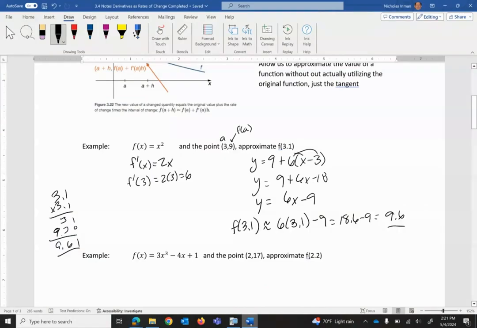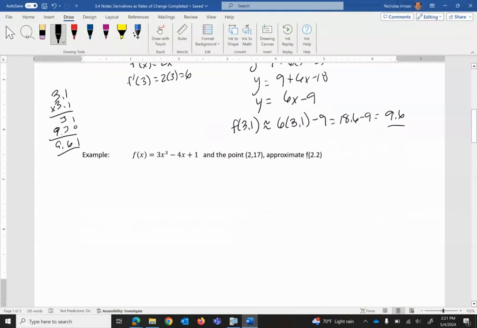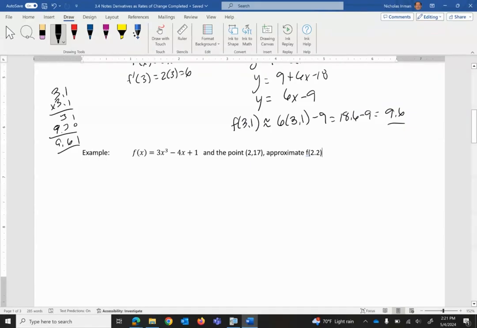All right, so let's try another one. f of x equals 3x cubed minus 4x plus 1. Plugging in 2 would be pretty easy overall. 2 cubed, that's 8. 8 times 3 is 24. Minus 4 times 2, so minus 8. So that's 16 plus 1, 17.